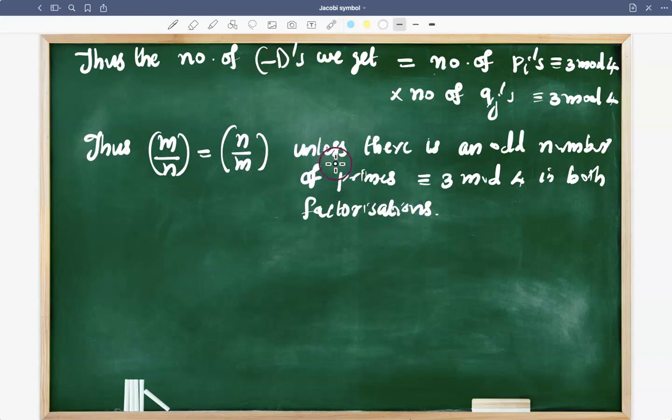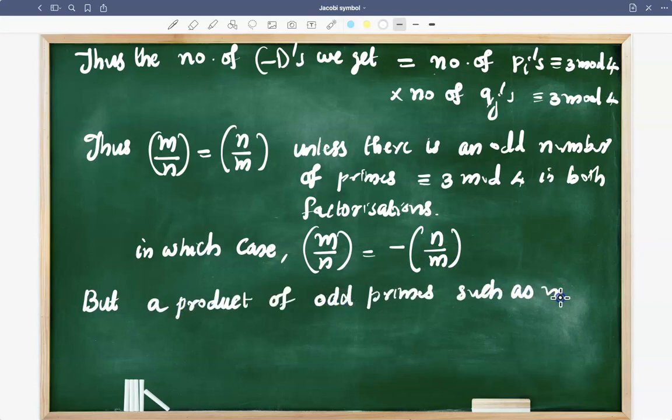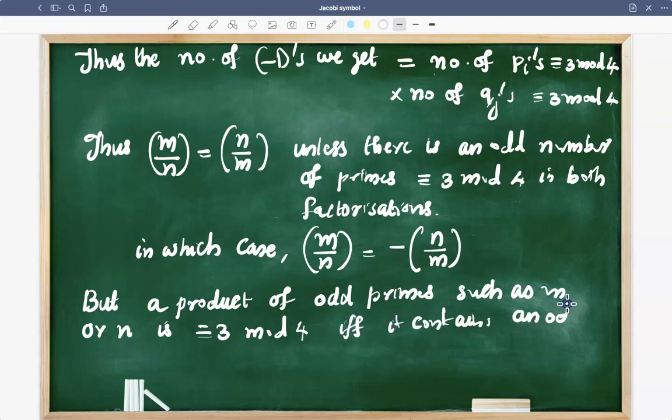And in this case, that is, when there is an odd number of primes satisfying this condition, we will be getting an odd number of minus ones, and then the Jacobi symbol m by n will be equal to minus the Jacobi symbol n by m. But we know that a product of odd primes such as m or n is congruent to 3 modulo 4 if and only if it contains an odd number of primes which are congruent to 3 modulo 4.